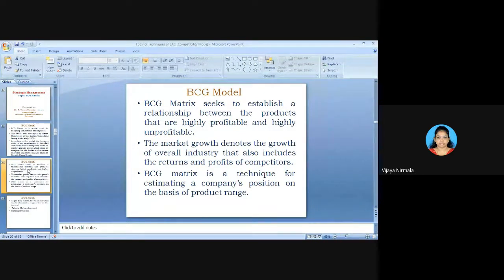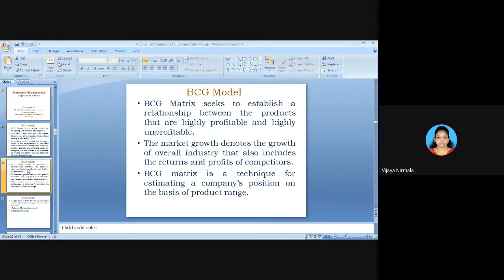So this BCG matrix tries to develop a relationship between the products which are highly profitable and the products which are highly unprofitable. That is, which product, if you launch it in the market, gets you profits, and which product, if you launch it, turns out highly unprofitable. The relationship between those two will be set through this BCG matrix.